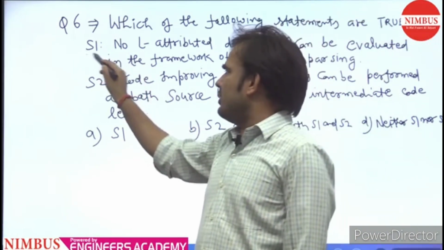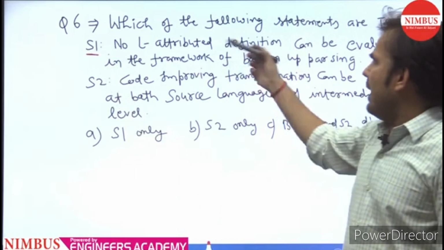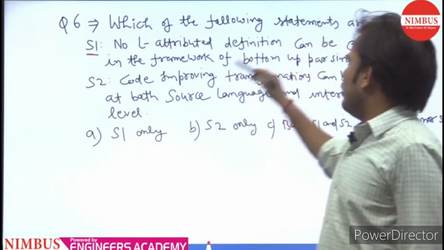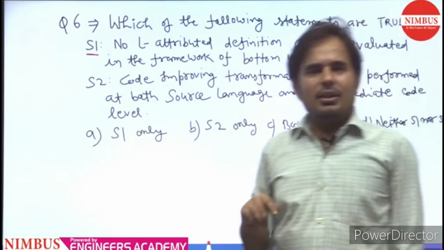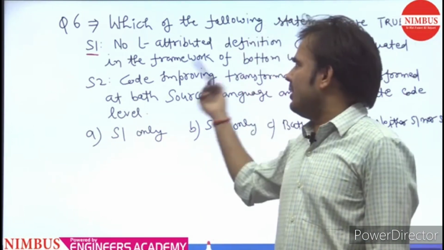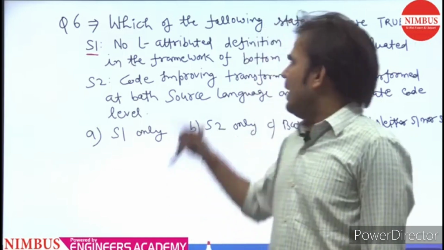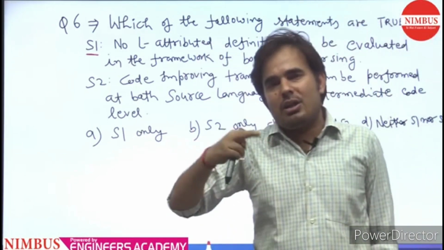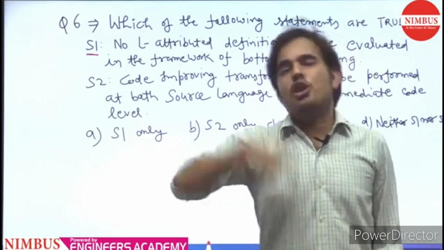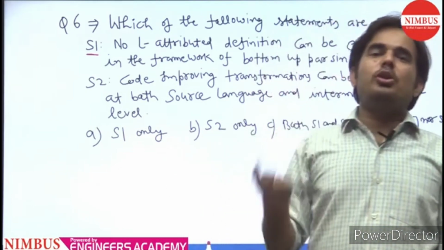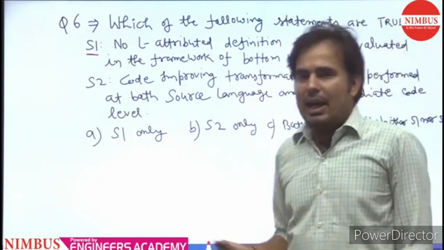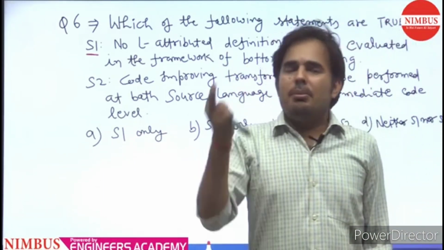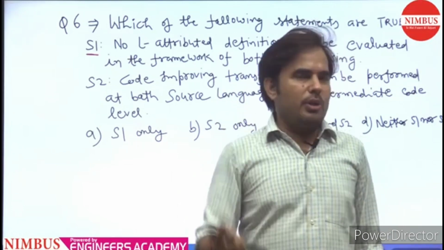What statement S1 is saying is: no L attributed definition can be evaluated in the framework of bottom up parsing. So this is a wrong option. This is a wrong option because L attributed definition can be evaluated in the framework either by bottom up parser or top down parser. It can be evaluated by both.